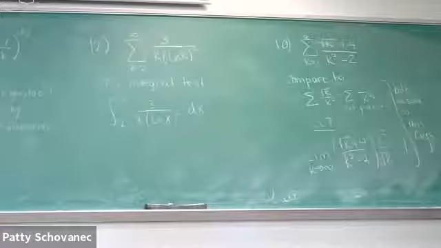See, a lot of times when I try to do a comparison test, I say the natural log of k is smaller than the square root of k. But if I tried that here, I can't get my limit to go in the right direction. I can't get a positive finite limit out of it.